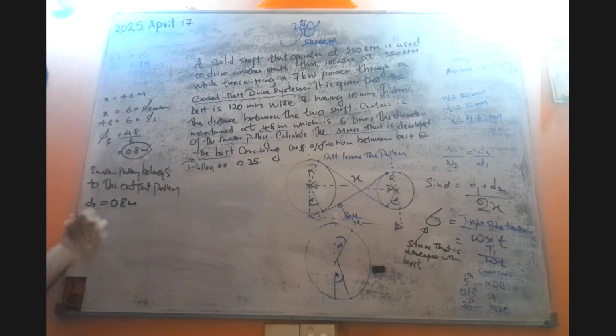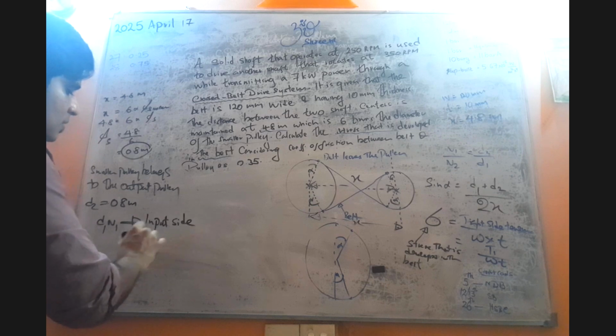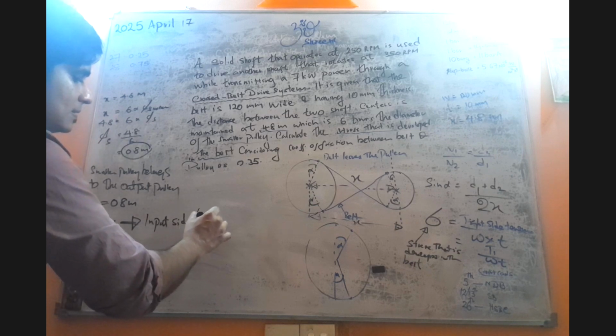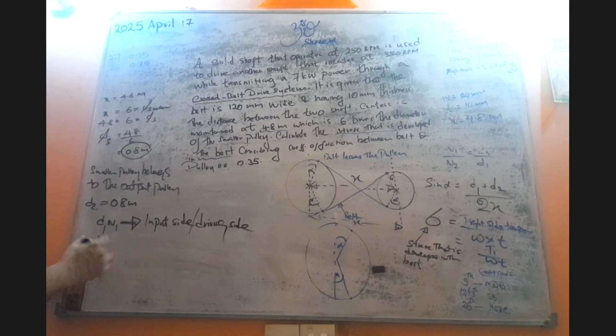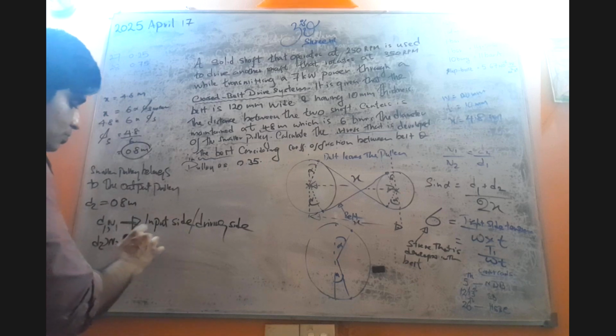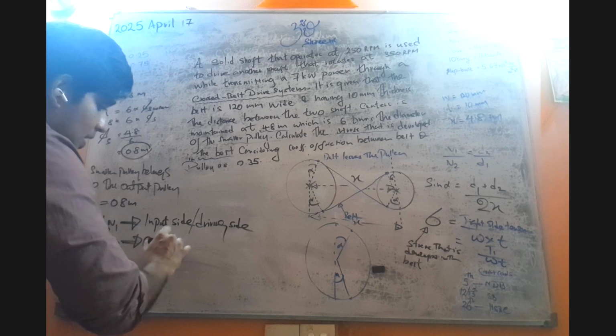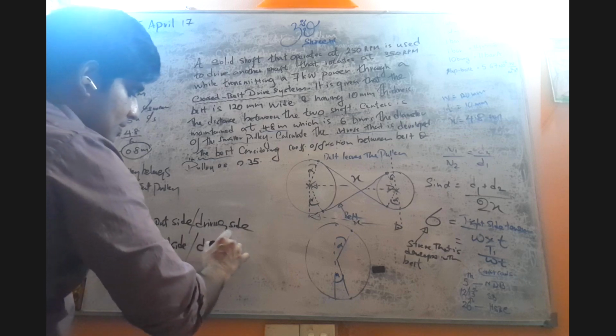We say that these variables D1 and N1 belong to the input side, or we can say the driving side. And D2 and N2 belong to the output side, or the driven side.